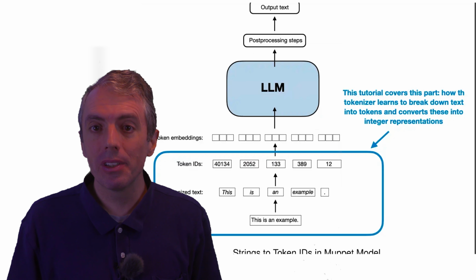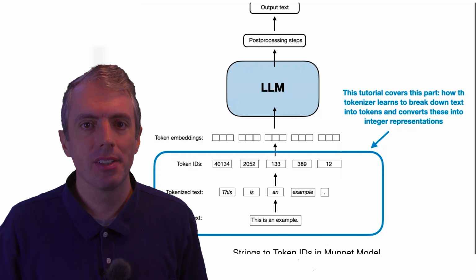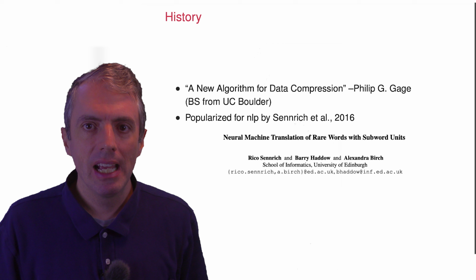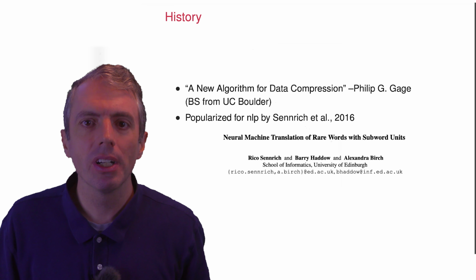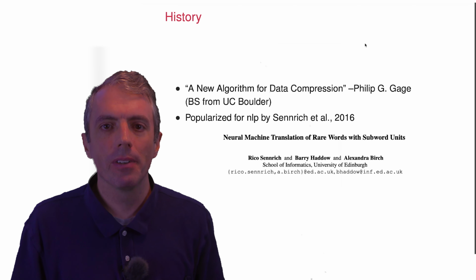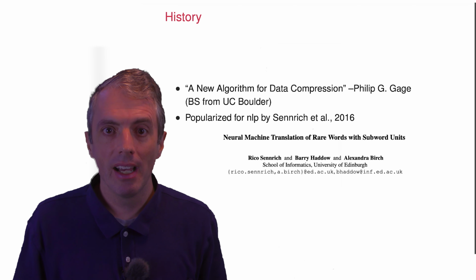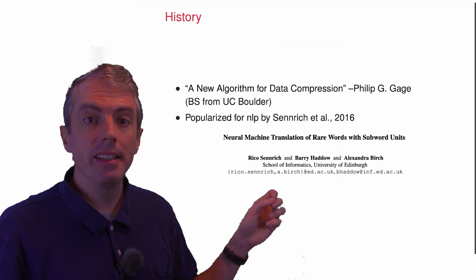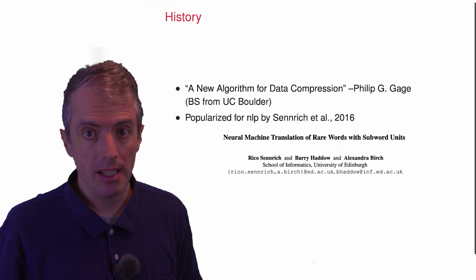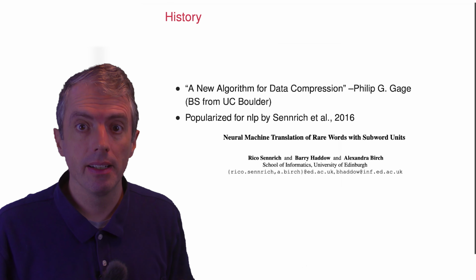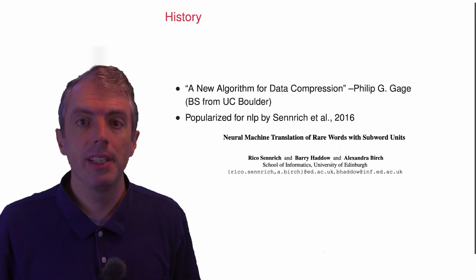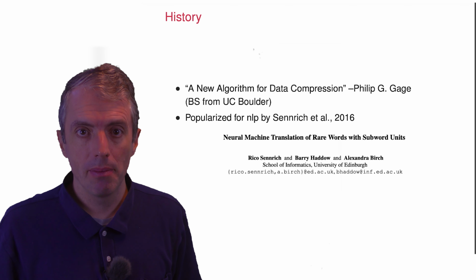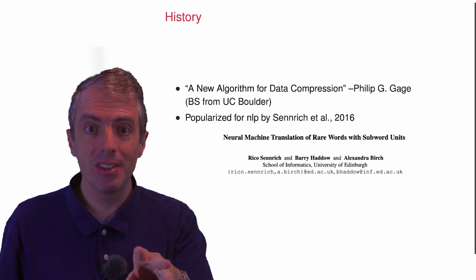The algorithm was first introduced in the context of data compression by Philip G. Gage, a graduate of the University of Colorado Boulder, but it didn't really get used for natural language processing applications until Rico Sennrich et al. showed that it was a good way of dealing with rare words in machine translation problems. We'll see why it can help in just a second.